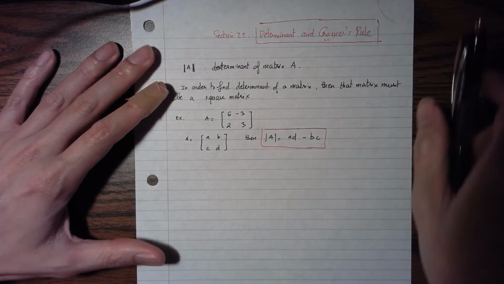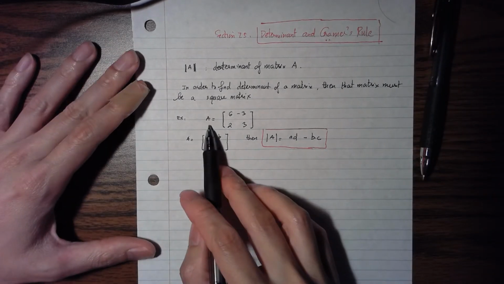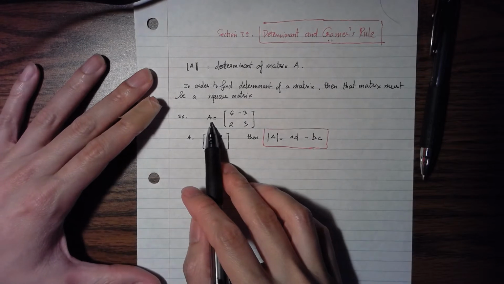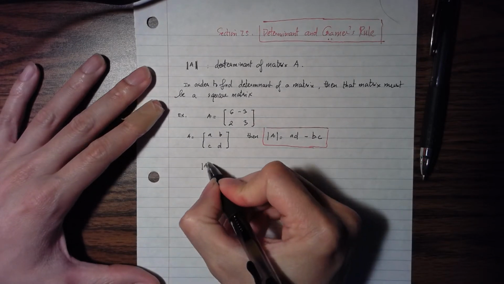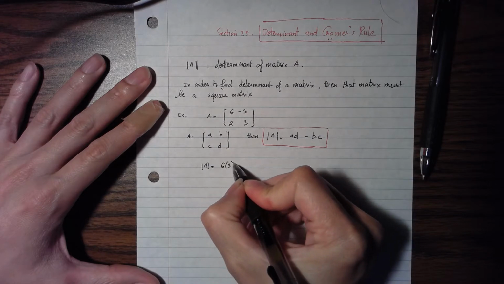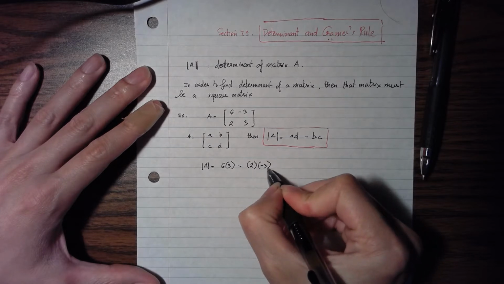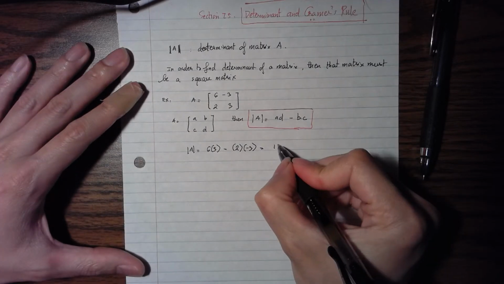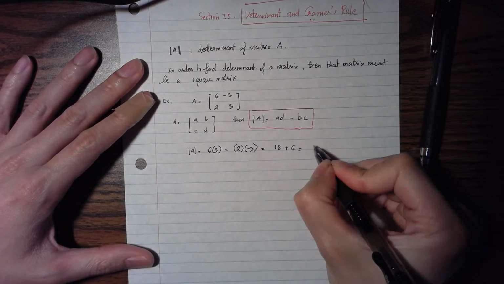If you apply this rule, then I can find the determinant of matrix A easily. The determinant of matrix A will be 6 times 3 minus 2 times negative 3. So 6 times 3 is 18. You calculate them out, so the determinant will be 24.